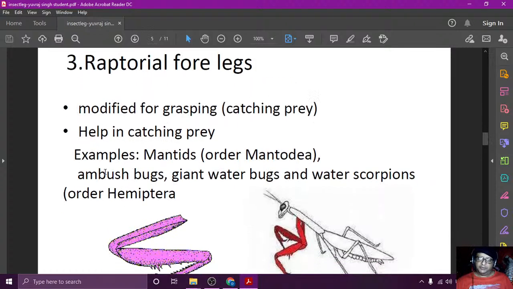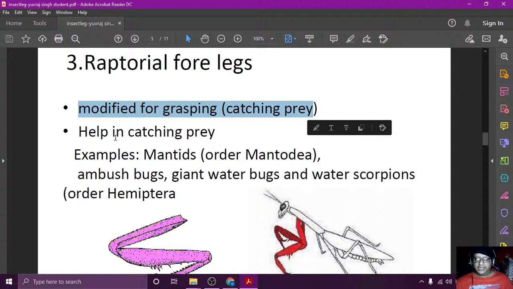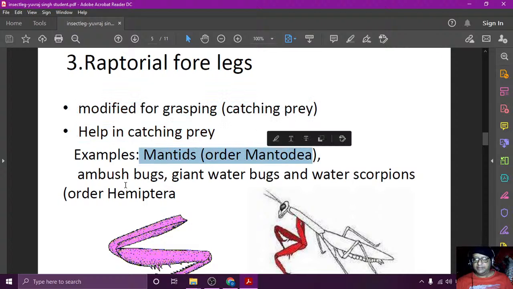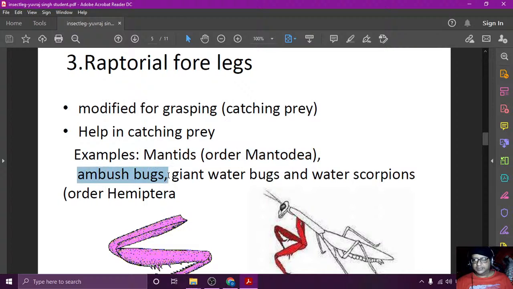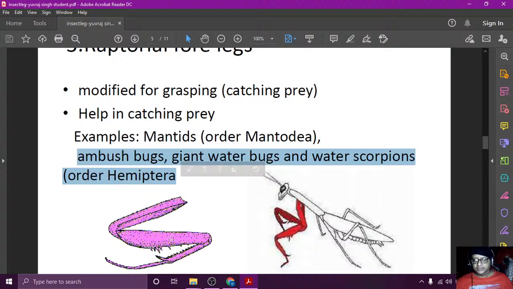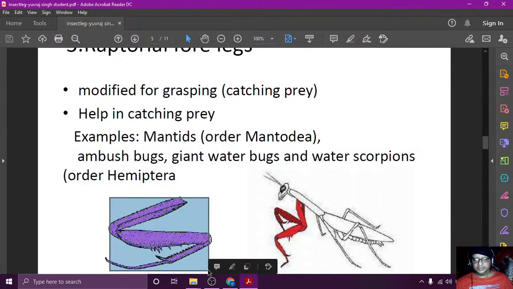The next type of leg is the raptorial foreleg, modified for grasping or catching prey. Examples: mantids or praying mantis, ambush bugs, giant water bugs, and water scorpions, order Hemiptera. So you can see this type of structure is for grasping, especially for grasping.